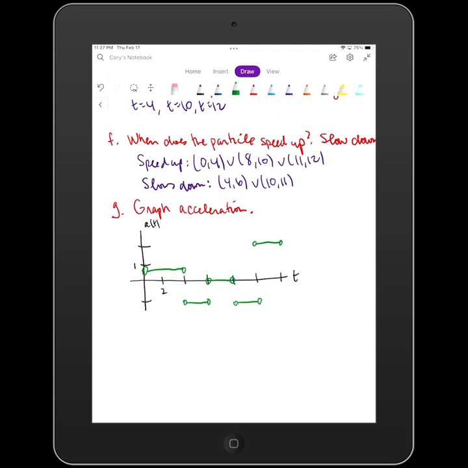Okay, so I think that's a good problem. It illustrates some of the stuff that we've talked about earlier on in the lesson. It's just we're looking at it in a different context. This time we were looking at it in the context of analyzing a velocity graph.